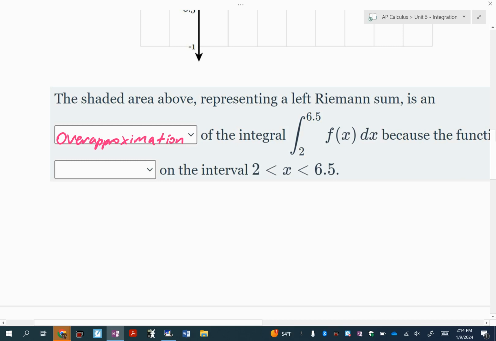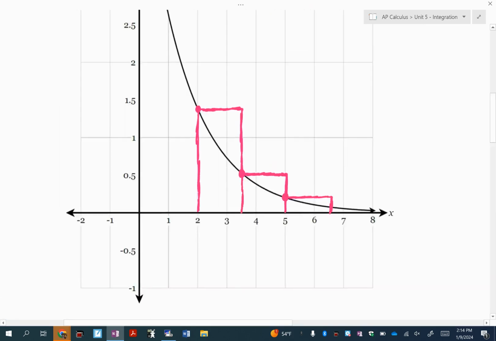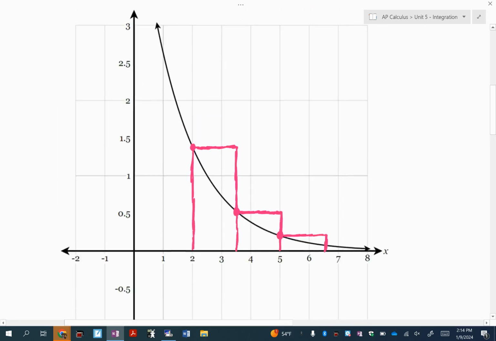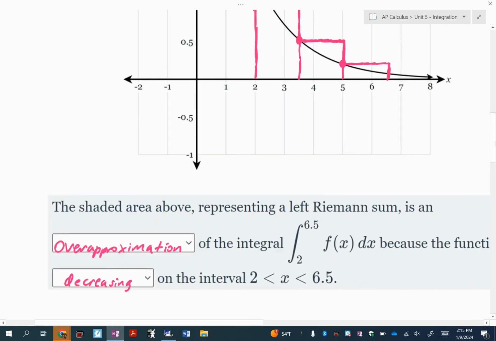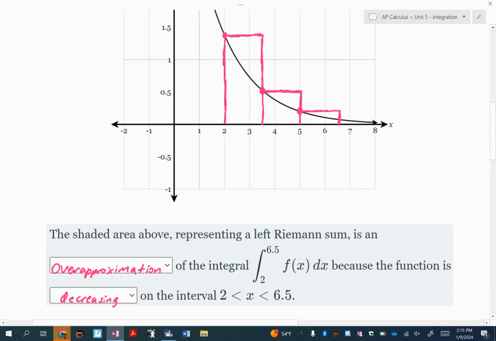Right? It's too high. And why is it too high? What do you notice is happening with our function? What is our function doing? It's decreasing because it's decreasing on this interval. I'm going to pause here. Any questions?